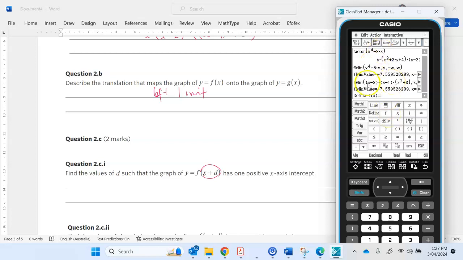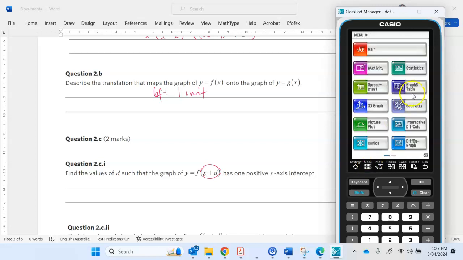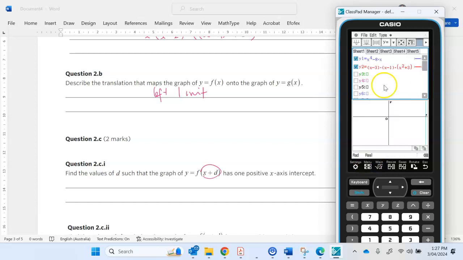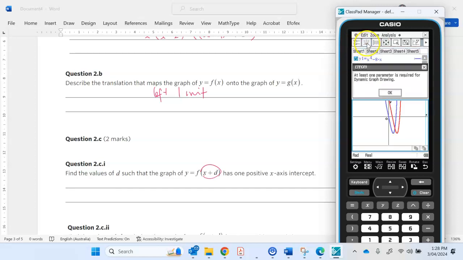You can keep cutting and pasting, but all right, so that's my f of x. So if I'm wanting to now graph that, I can just put in a slider. So f of x plus d. So I can graph them, and this one here will add a slider. Sorry, I should have ticked it. Added the slider there.